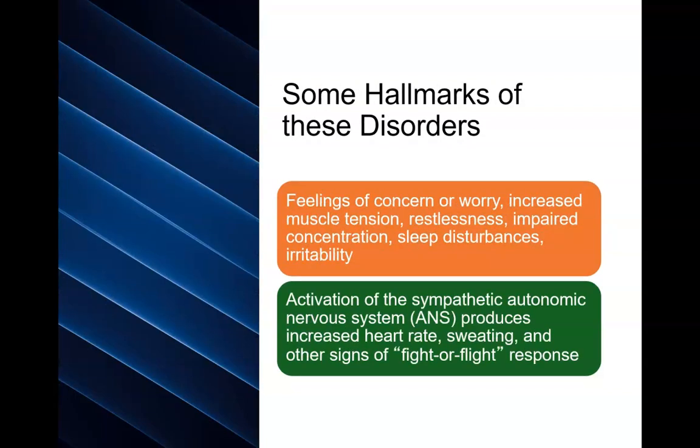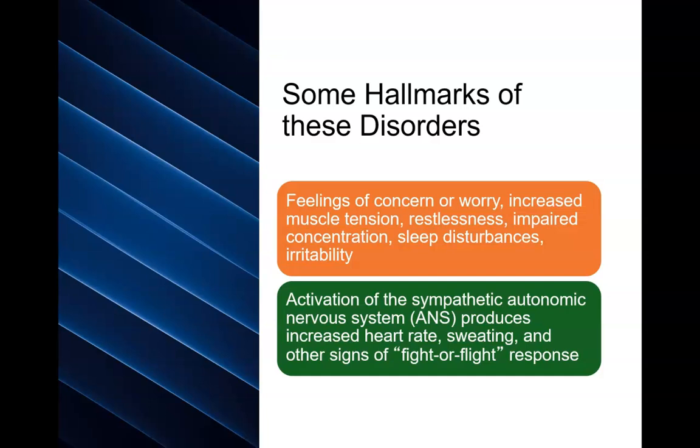Now, what are some of the major hallmarks of all of these disorders? You're going to experience things like feelings of concern or worry above and beyond what would be considered normal. You're not really going to be able to relax. You're going to have a lot of increased muscle tension. You can't let your body relax. And likewise, it's hard for you to let your mind relax. There's restlessness, impaired ability to concentrate, sleep disturbances, and irritability.